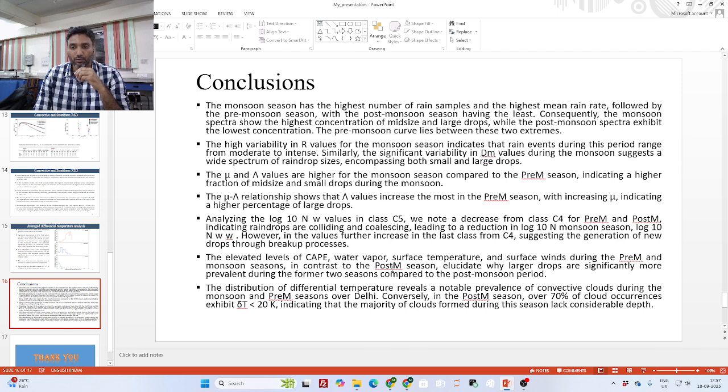But during the post-monsoon, the wind is low and the temperature is also low. So the small drops do not get evaporated, they are able to fall down to the surface. So we have found a larger fraction of small drops in the post-monsoon rainfall spectrum. And again, the distribution of differential temperature told us that convective clouds during the monsoon and pre-monsoon season over Delhi are prevalent. But during the post-monsoon season, more than 70% of clouds are shallow clouds.